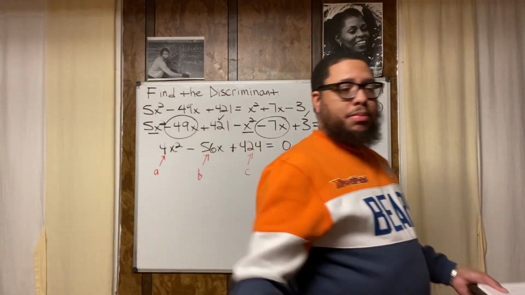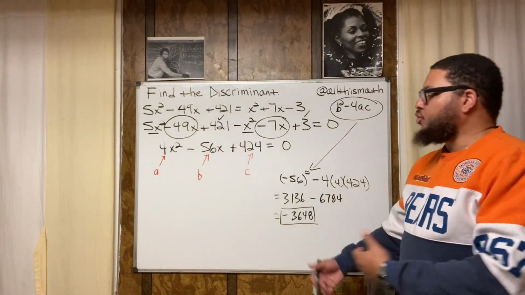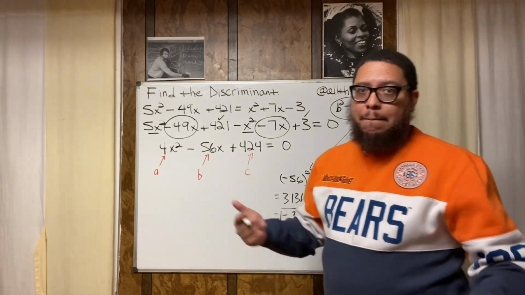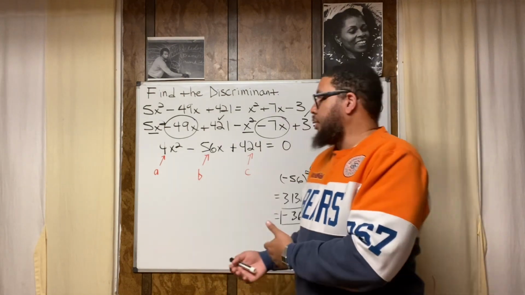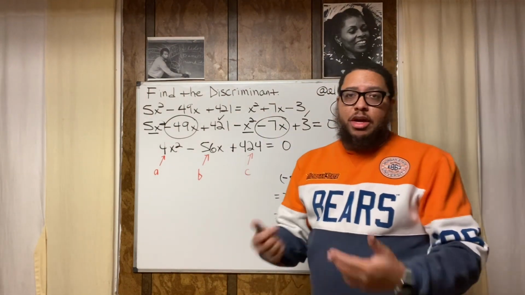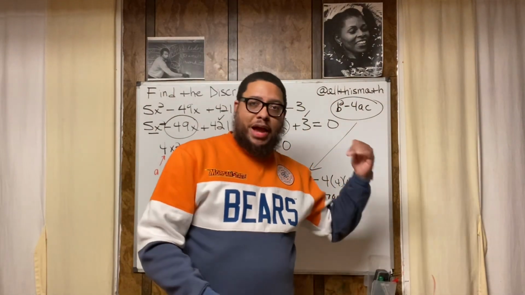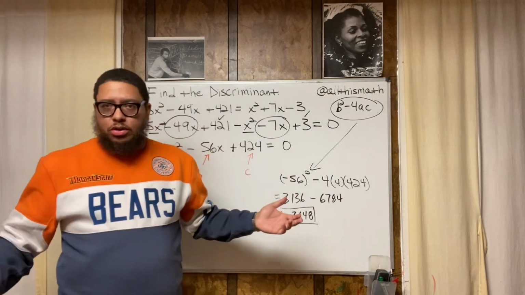All right, and that's why that's important to know. What the discriminant does is give you information about the answer. It doesn't give you the answer. It's not the final answer. It's not the solution to the equation, but it gives you information about the solution, so you know what to expect if you have to graph it, or if you actually go through the whole process of solving it. You know what I'm saying?